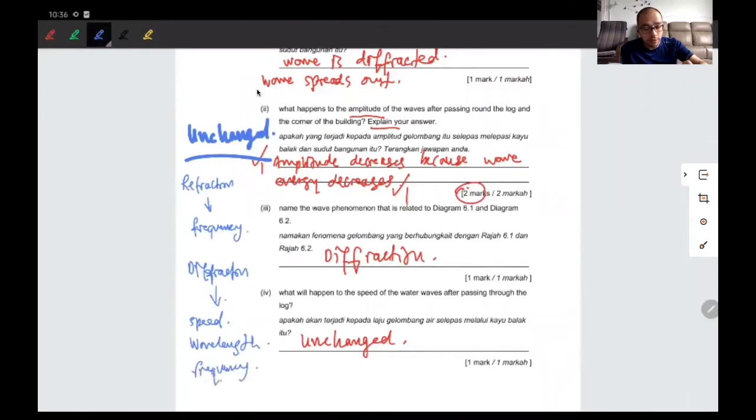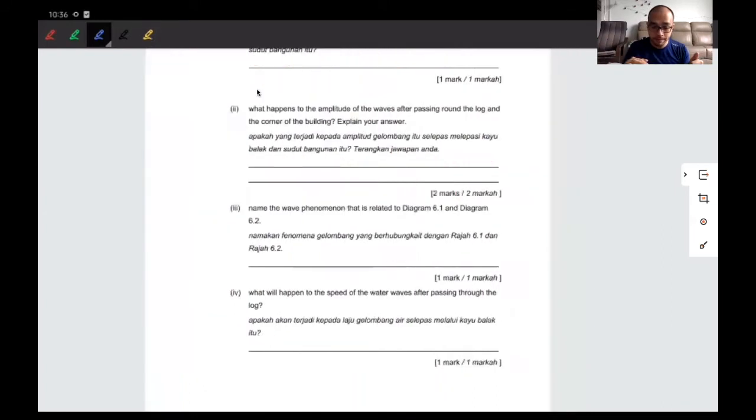But for refraction, only frequency is unchanged. So I hope this helps you to remember. This is basically a bonus question. The speed actually remains unchanged, because only amplitude and energy are changed in diffraction, because you spread out the waves. You spread out the wave energy.